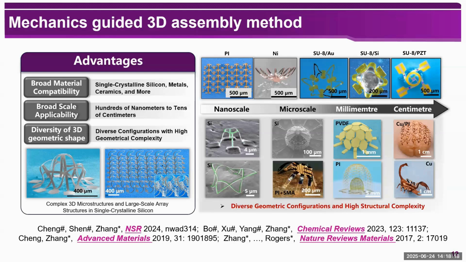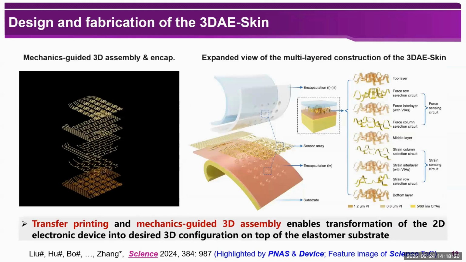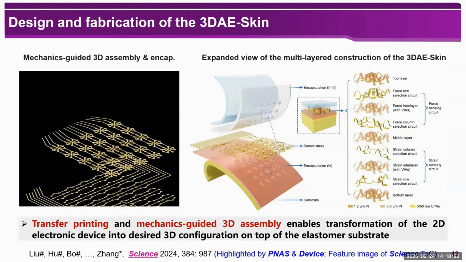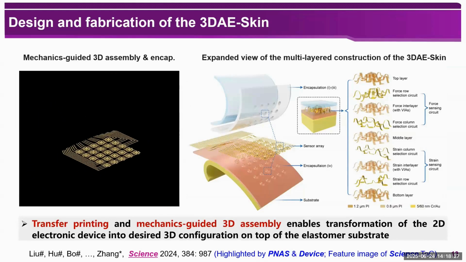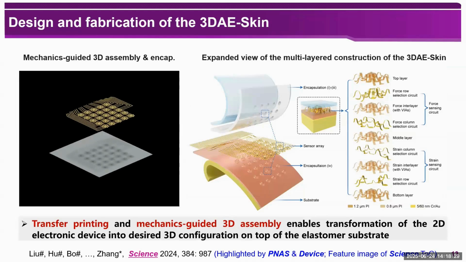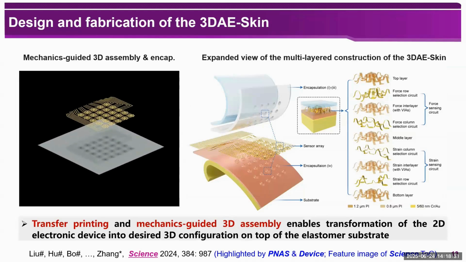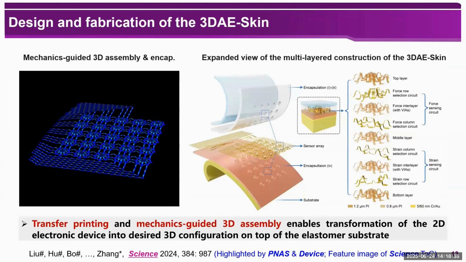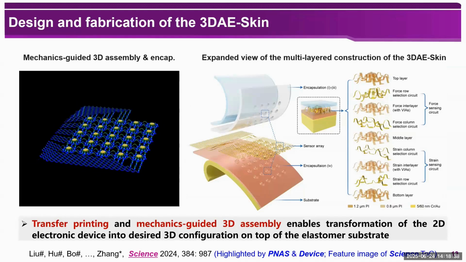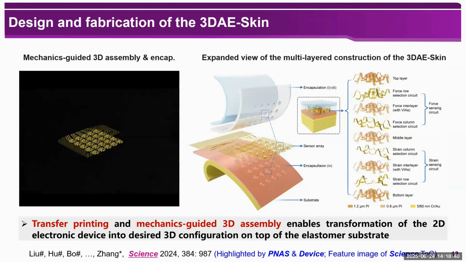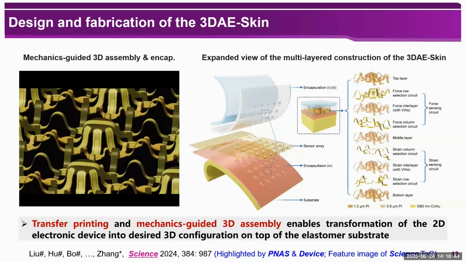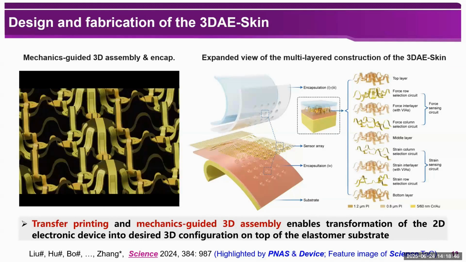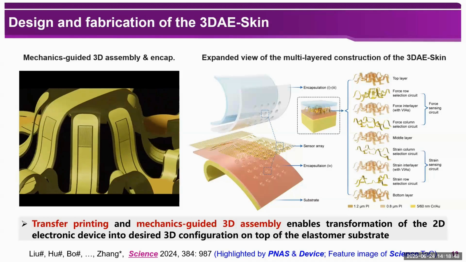And then I will introduce the use of this 3D assembly approach to fabricate the 3D e-skin. If you look at the image on the right, you will see an expanded view of this 3D e-skin device. So this device consists of 3 different parts, including the functional part, the substrate, and the encapsulation. This functional part is initially flat and has a 9-layer construction, including 2 force sensing layers, 2 strain sensing layers, and 5 polyimide layers that encase each of those sensing layers.